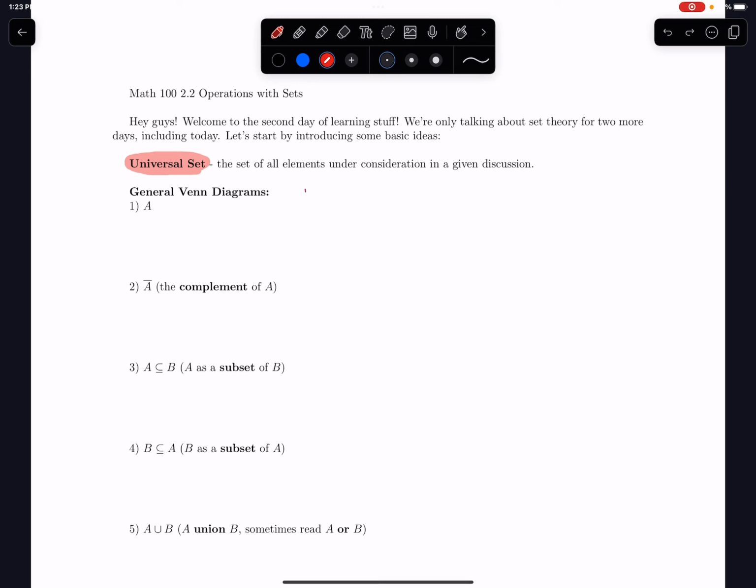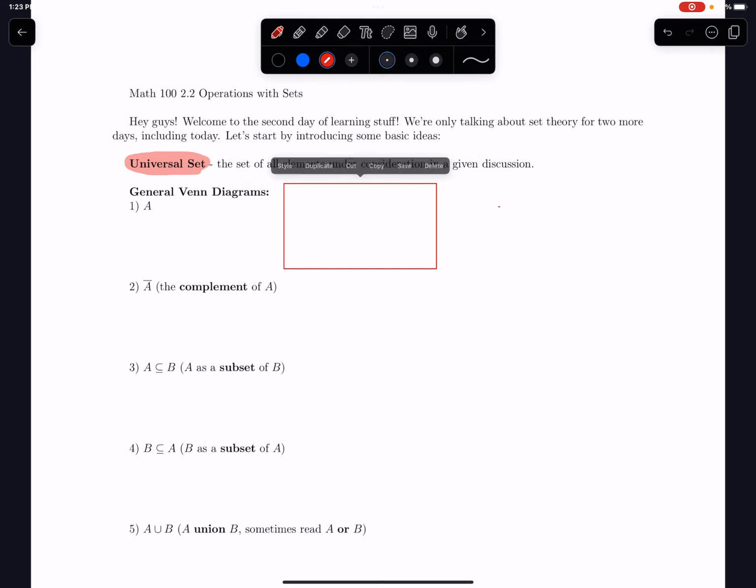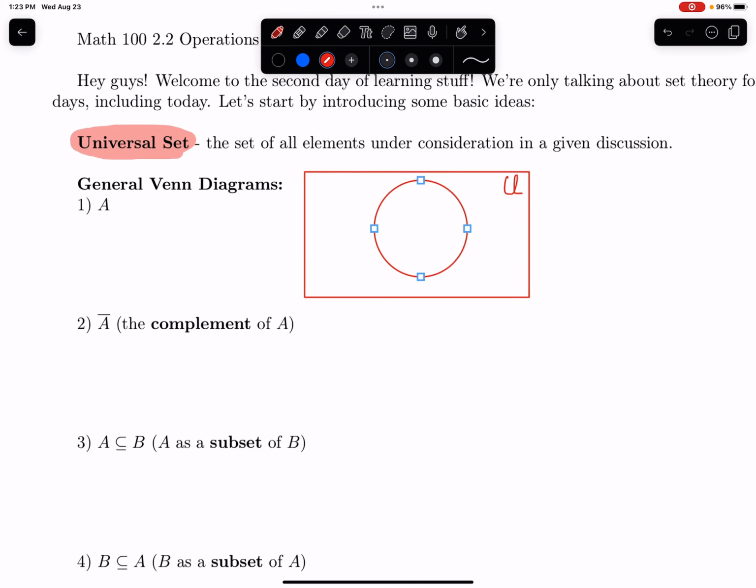Okay, this thing is supposed to clean up my rectangle for me. There we go. Okay, so this box represents the universe. I'm going to label it with the U to indicate that's the universe. And within the universe, there's some set, and that set is named A. So that's the picture here. This is the general Venn diagram for a single set. And we'll just label that with an A.